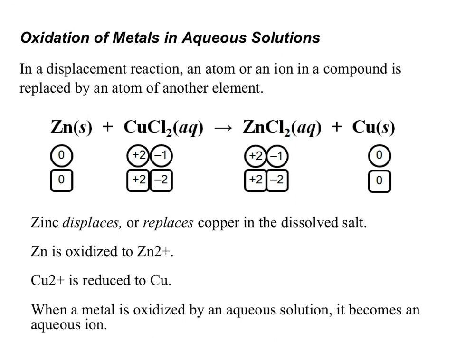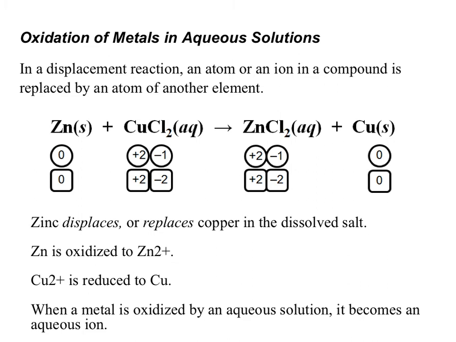Oxidation of metals in aqueous solutions. In a displacement reaction, an atom or an ion in a compound is replaced by an atom of another element. So for example, when zinc reacts with copper chloride in solution, you form zinc chloride in solution plus copper metal. The zinc displaces or replaces copper in the dissolved salt. In this case, zinc is oxidized to zinc 2+, and copper 2+ is reduced to copper. When a metal is oxidized by an aqueous solution, it becomes an aqueous ion.